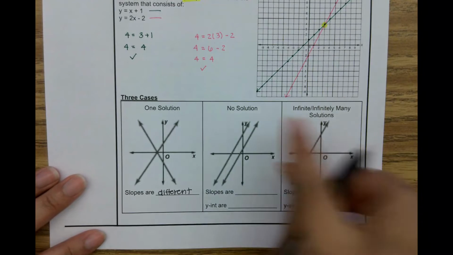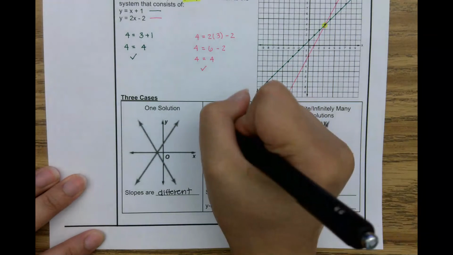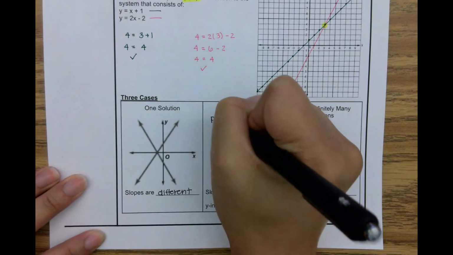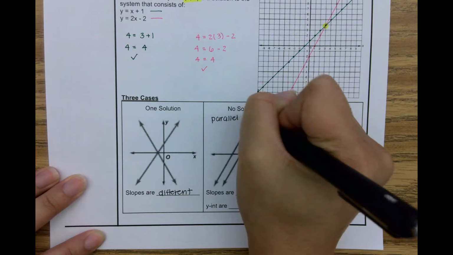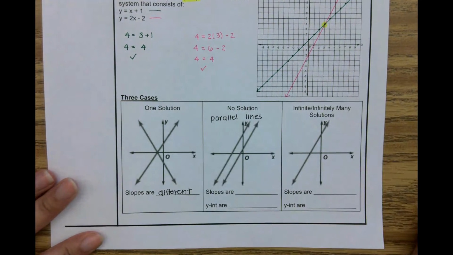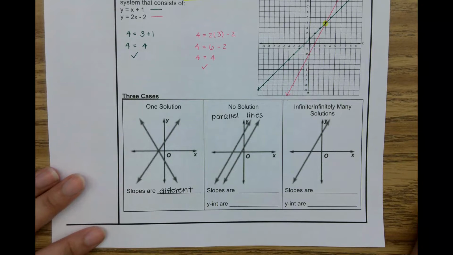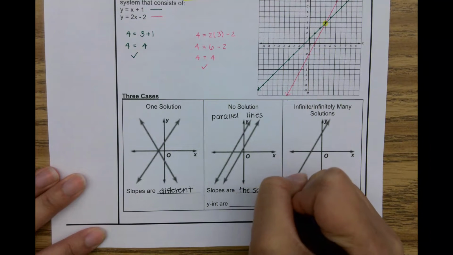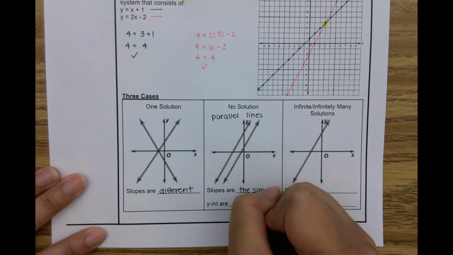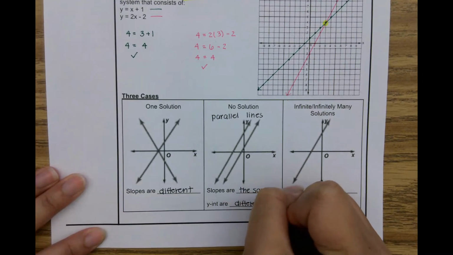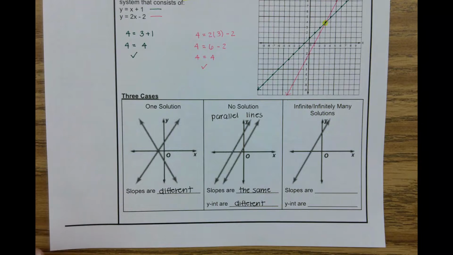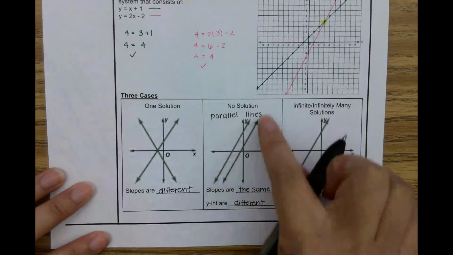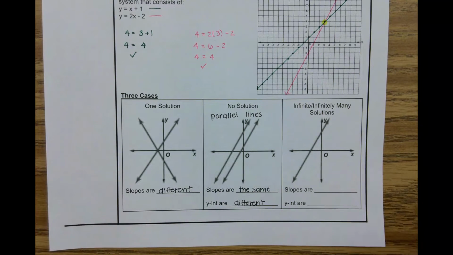We will have no solution when we have parallel lines, because we know that parallel lines do not intersect. And what we know about parallel lines is that the slopes are the same, but the y-intercepts are different. And so as a result, we have parallel lines, and because parallel lines don't touch, there will be no solution.